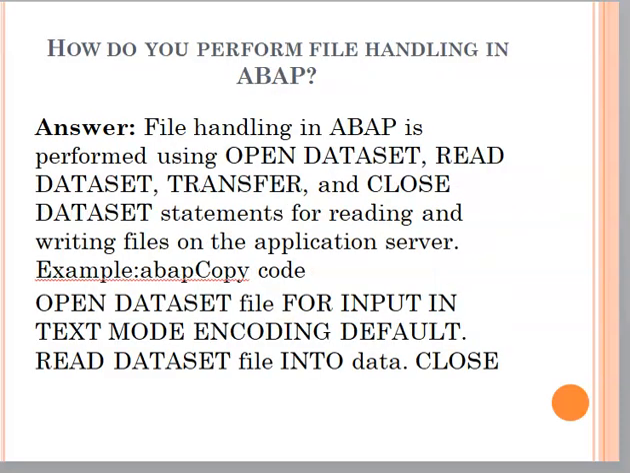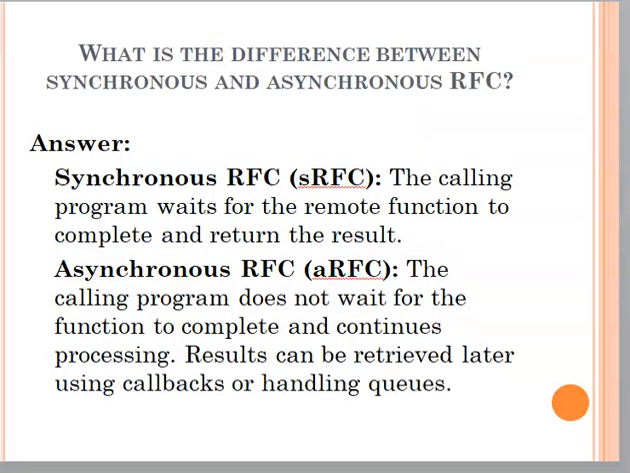How do you perform file handling in ABAP? Answer: file handling in ABAP is performed using OPEN DATASET, READ DATASET, TRANSFER, and CLOSE DATASET statements for reading and writing files on the application server. Example: ABAP code: OPEN DATASET file FOR INPUT IN TEXT MODE ENCODING DEFAULT. READ DATASET file INTO data. CLOSE DATASET.